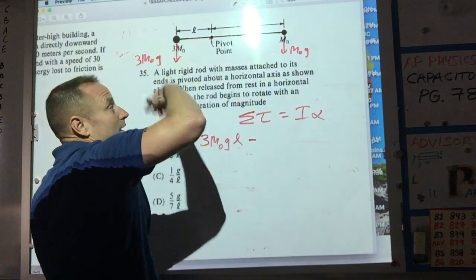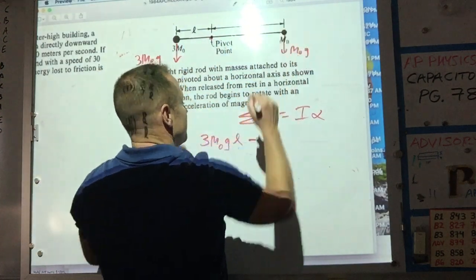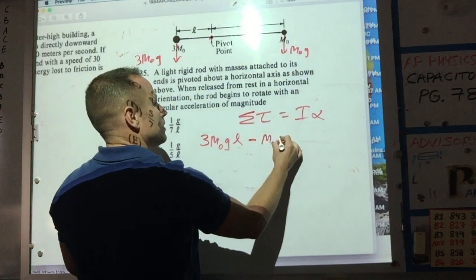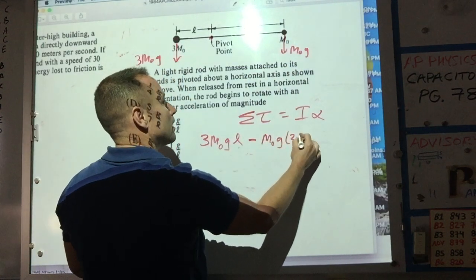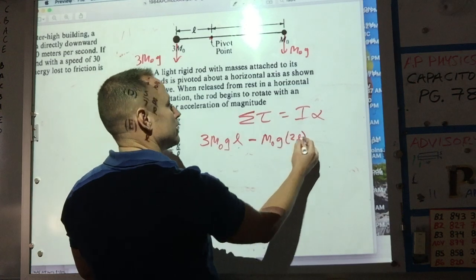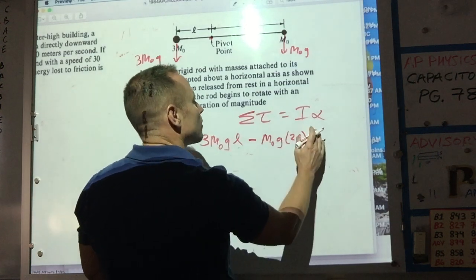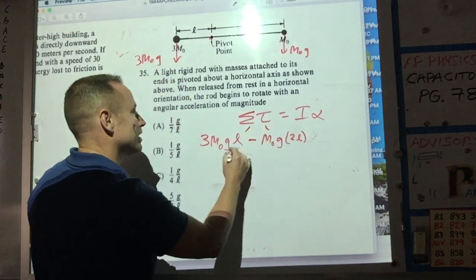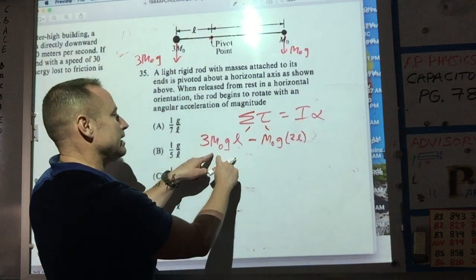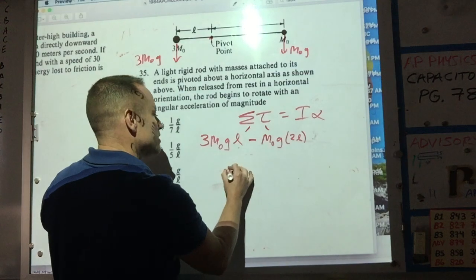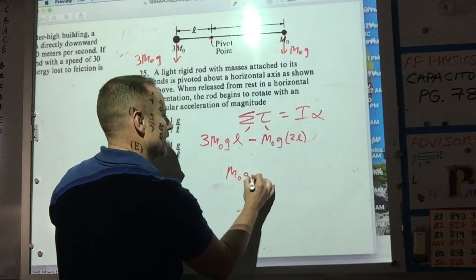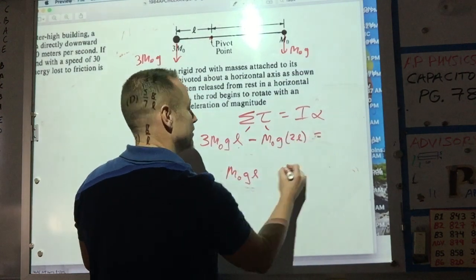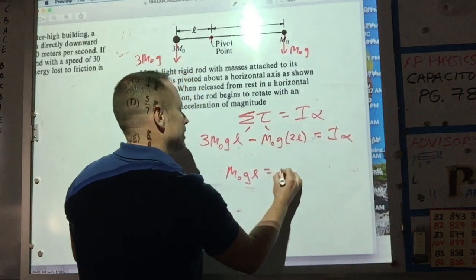And then clockwise is going to be this torque. You're going to have m naught g times 2L. Okay, now that's the torque side. This is 3 m naught gL minus 2 m naught gL, so this is just m naught gL. Okay, equals. Let's do what that equals.